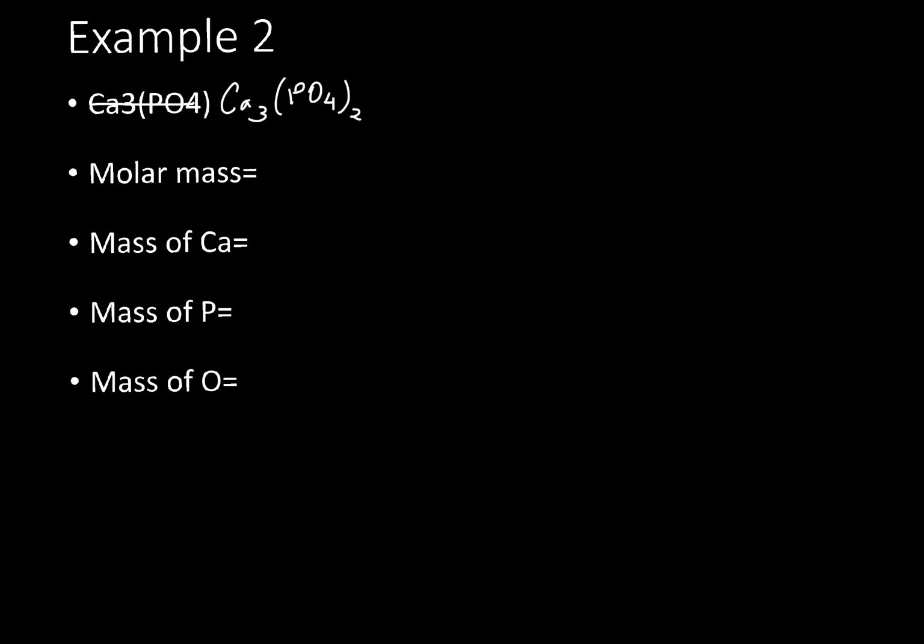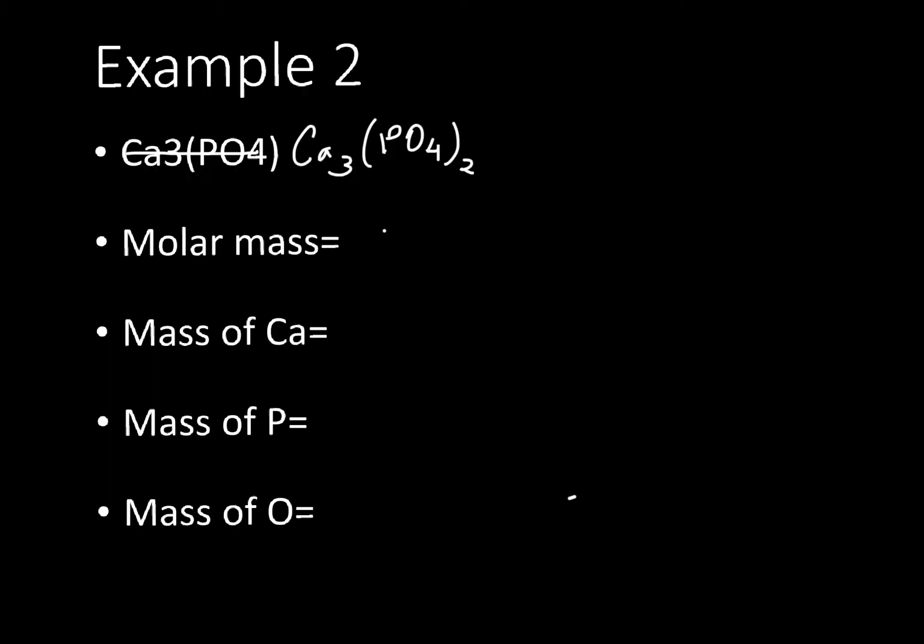Right, second example. Take note that I mistyped the formula for calcium phosphate, so make sure you make note of that. Now you're going to find the molar mass using the periodic table. So pause the video and go ahead and find the molar mass. Alright, so the molar mass you should have gotten is 310.174.